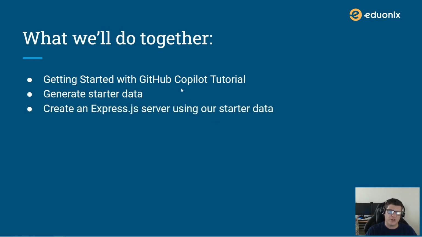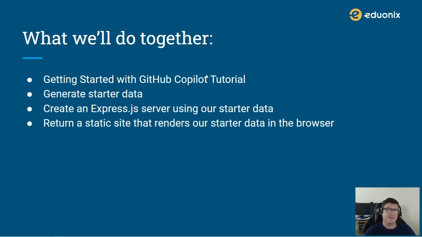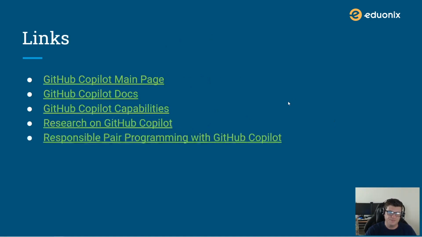And after we've generated that starter data, we're going to stay inside our IDE. We're not going to go anywhere else, not to documentation or ChatGPT or anywhere else. We're just going to use GitHub Copilot to create an Express.js server that serves up that starter data, okay? Finally, we'll return a static website that renders our starter data in the browser. That way you're not just looking at a console log or some sort of system message. You can actually see it in the browser, like our users expect of us as full stack web developers.